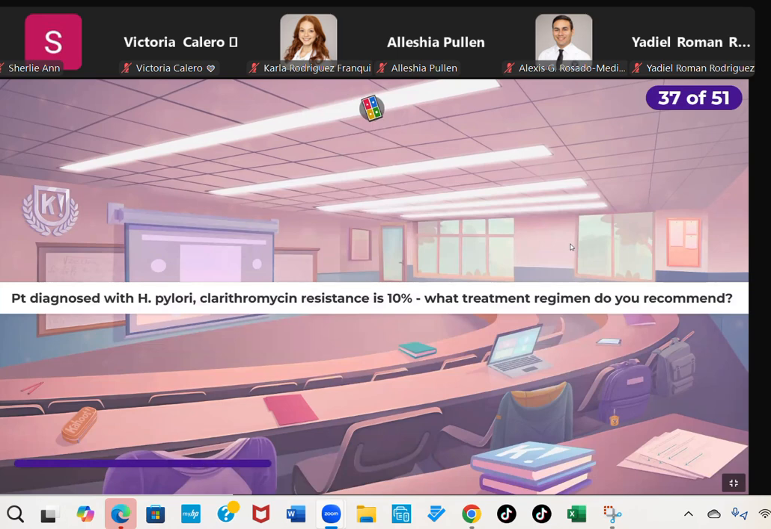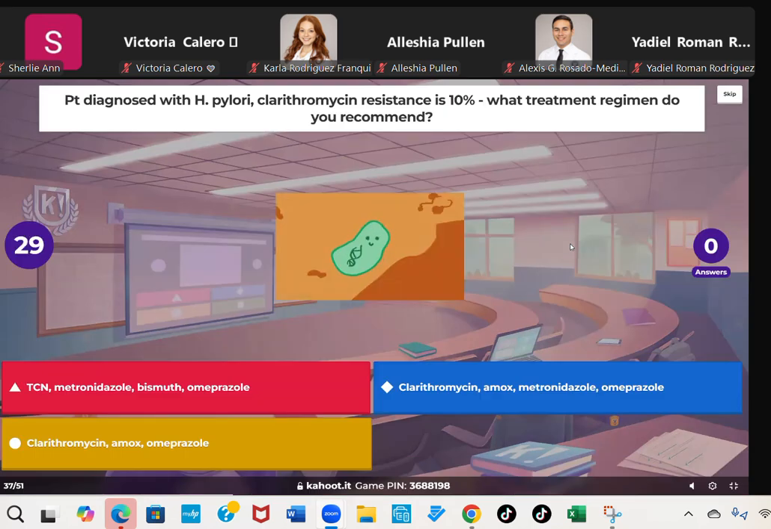Patient diagnosed with H. pylori, clarithromycin resistance is 10%. What treatment do you recommend? TCA, tetracycline, metronidazole, bismuth, omeprazole; clarithromycin, amoxicillin, metronidazole, omeprazole; clarithromycin, amoxicillin, omeprazole.